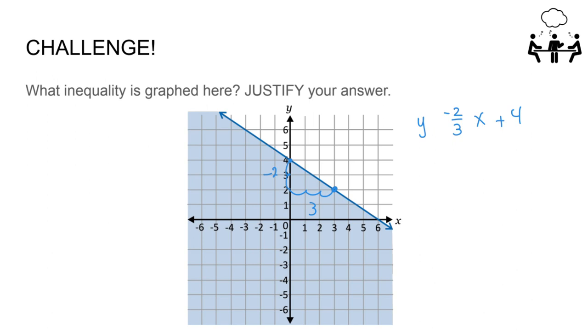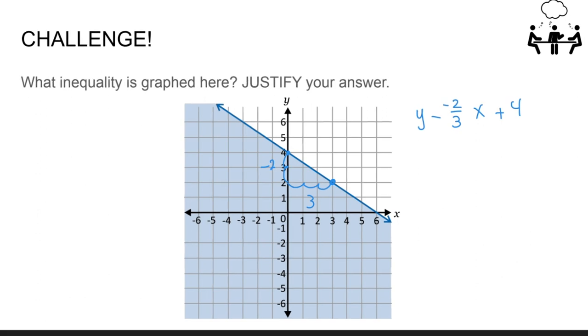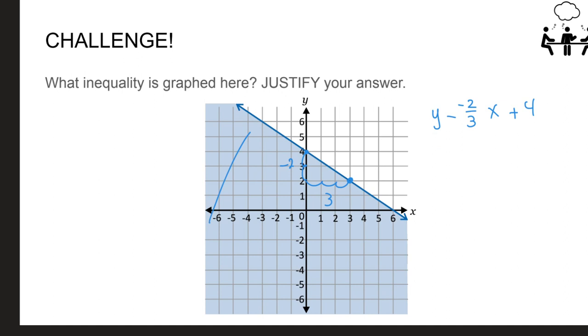What we're going to learn is that when we have a solid line, that means it includes all the solutions on that line, which means that we are going to have a symbol on the line on the bottom of our inequality. And in this case, the part that is shaded is everything below the line, or everything less than the line. So this inequality would actually be y is less than or equal to -2/3 x plus 4.